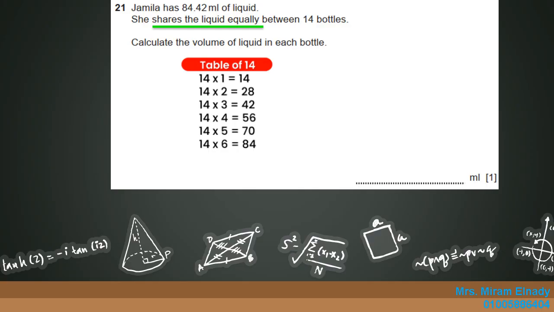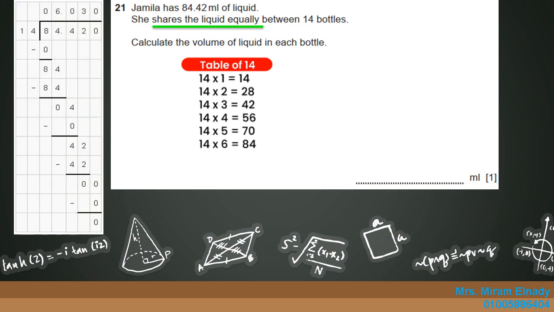It's easier for us to write the timetable. Paper 1 is without calculator. We have to use our mental math, and we need to use the timetable to write it and to be able to solve the long division. 84 divided by 14, from the table you can see it's 6. 6 times 14 is 84, and then drop the 4.